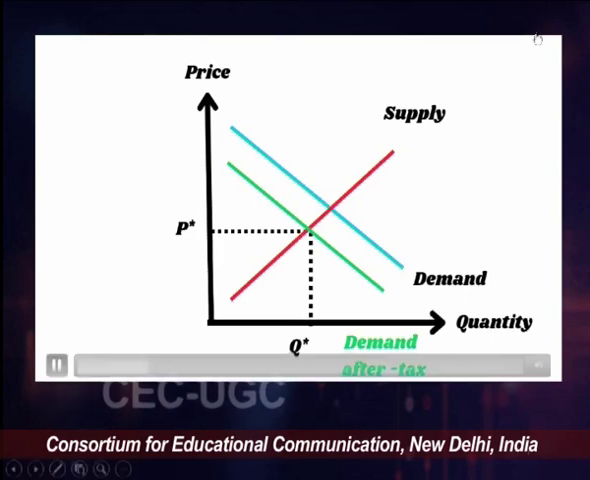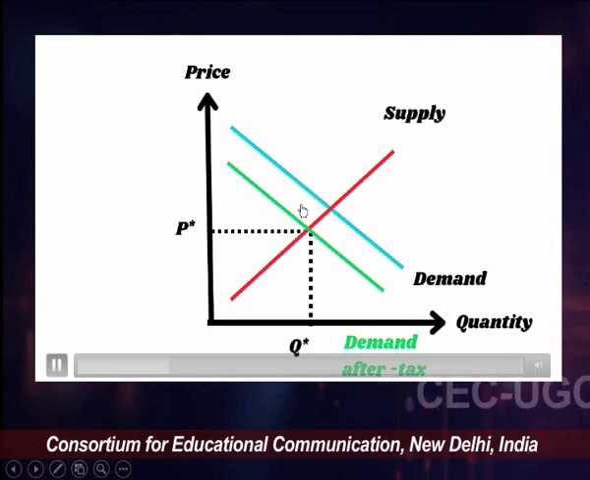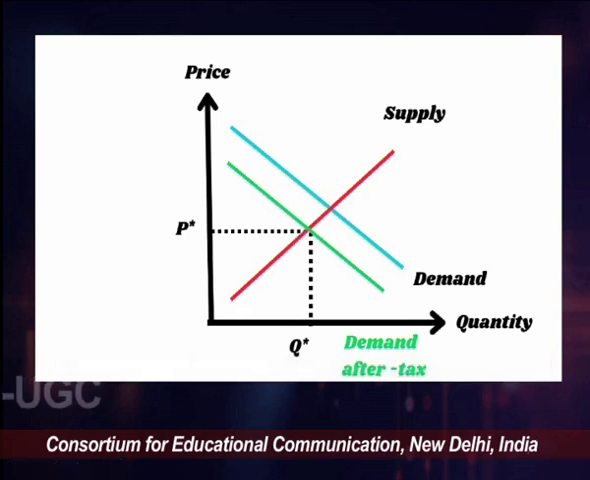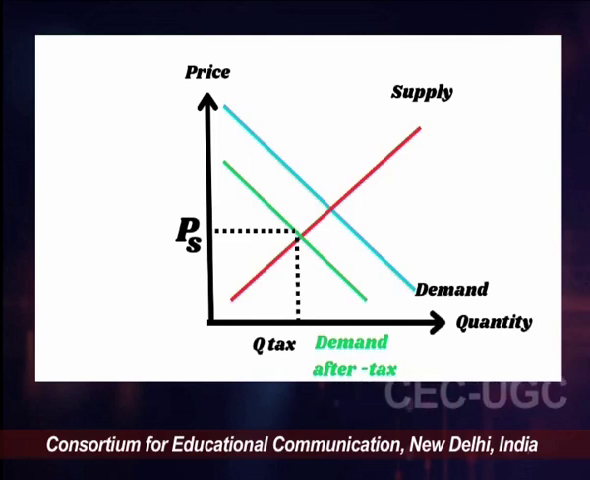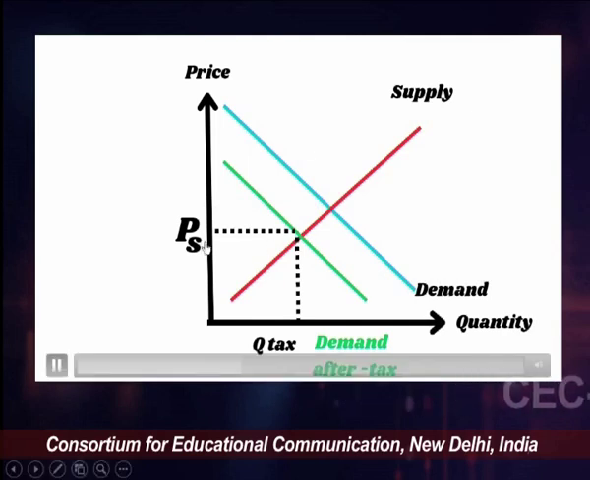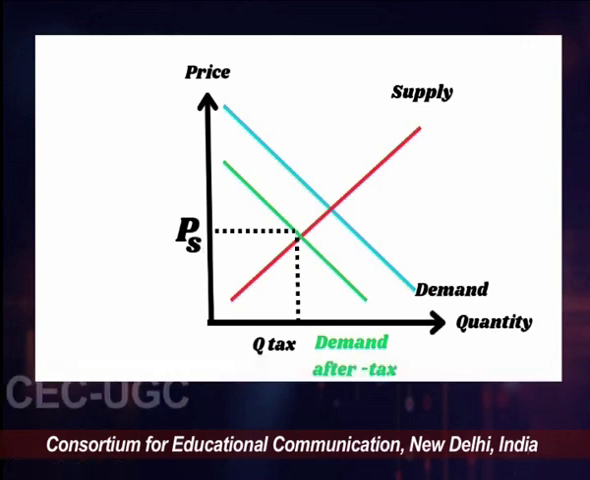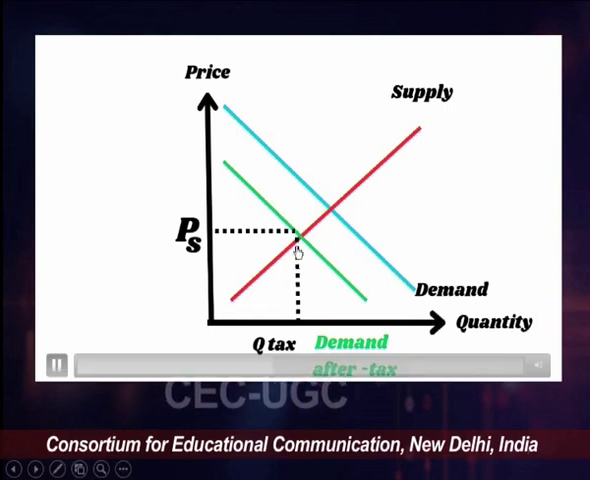Now with the tax, you can see that the demand curve shifts left, or you can equivalently think of it as shifting down by the full amount of the tax. And in this case, when it shifts down, the new equilibrium is established where the price is now P sub S. So this represents the price that the seller is going to receive. This is the price at which the transaction will take place now with this new demand curve.